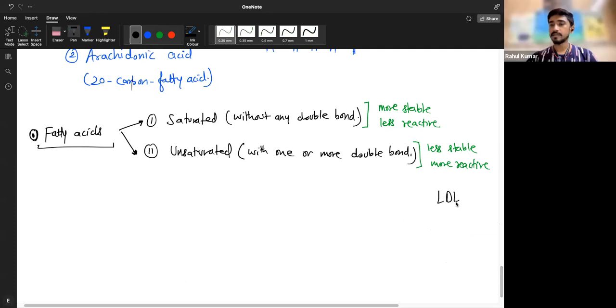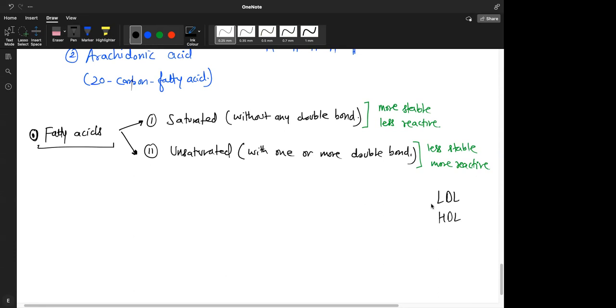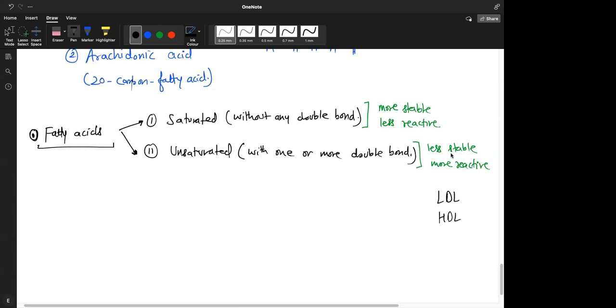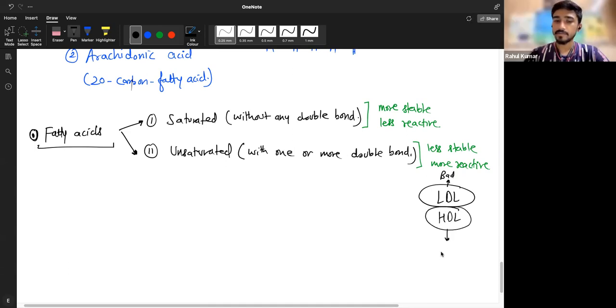LDL, low density lipids. Okay. Low density lipids. HDL is high density lipid. Now, can you think which one is harmful and which one is useful? LDL is harmful. LDL and HDL are two types of cholesterols. Yes, LDL is bad cholesterol. And HDL, the high density one, is called good cholesterol.